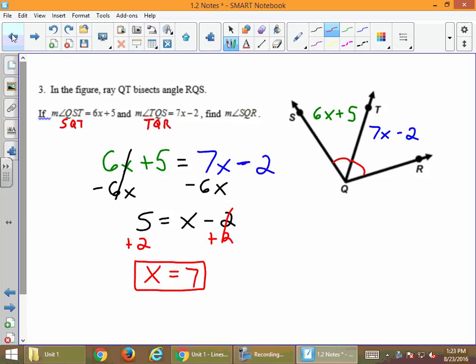Find SQR. SQR, well, if I outline SQR, where's SQR? It's the whole thing right there. You can't even see that. So we have to find the whole thing. How do I do that?